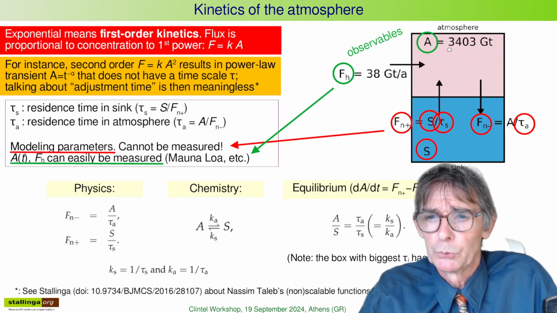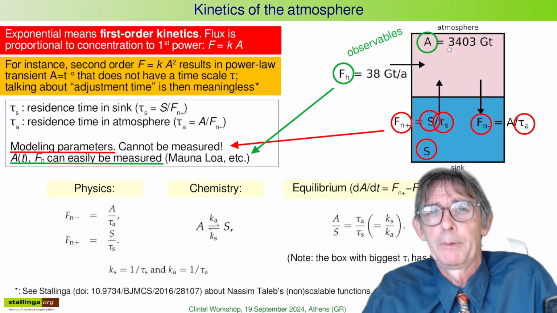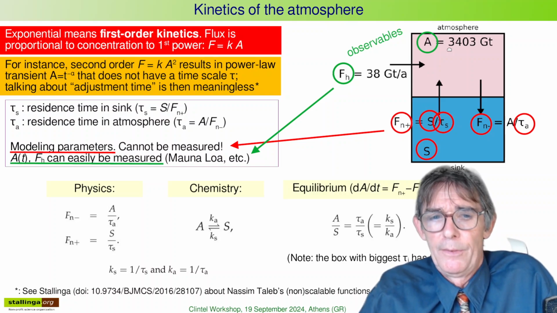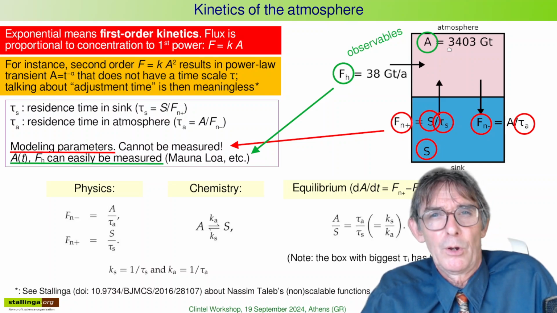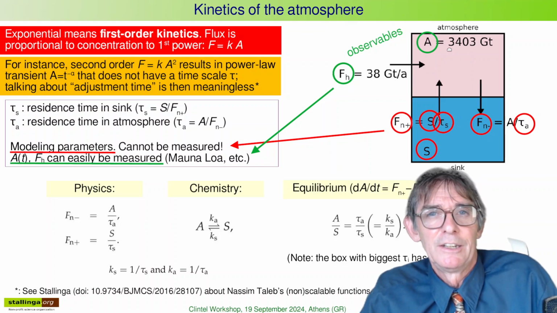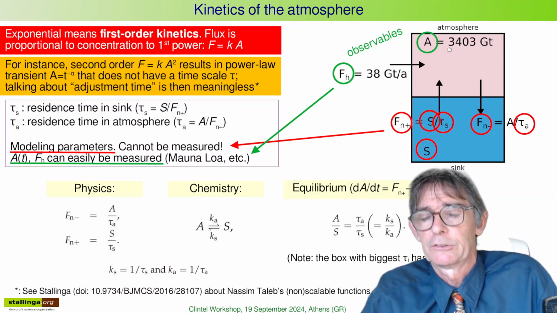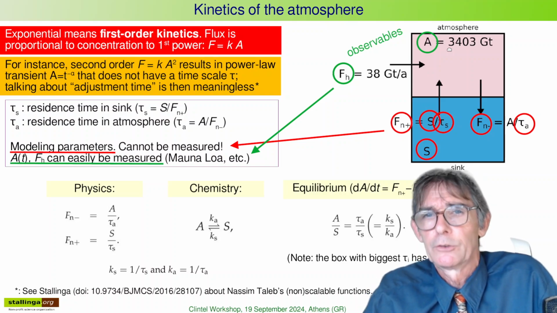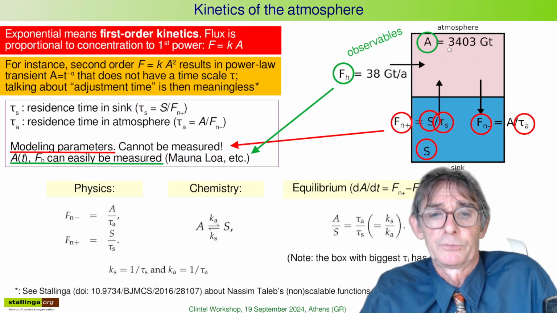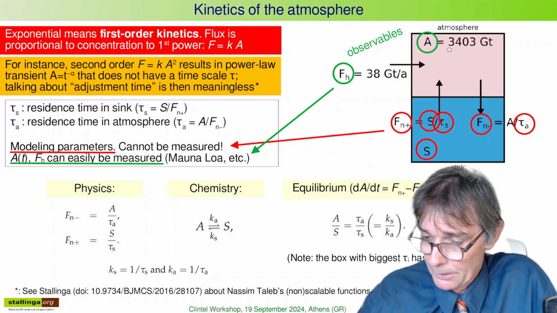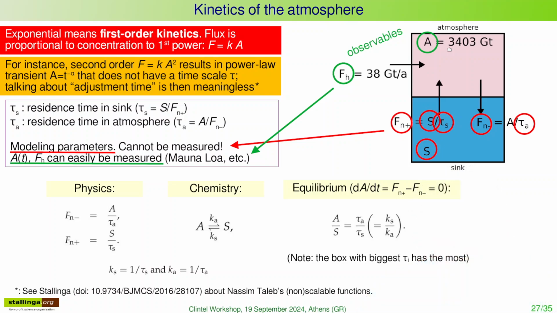Now, I also want to say, and a lot of people didn't get this clear at the workshop, that there are a lot of modeling parameters. They can never be considered as facts, as measured, observed facts. They are all modeling parameters, and there are a few things that are actually observable. And in our system, there are two things that are observable. That is, first of all, the concentration in the atmosphere. I've marked it in green above me.